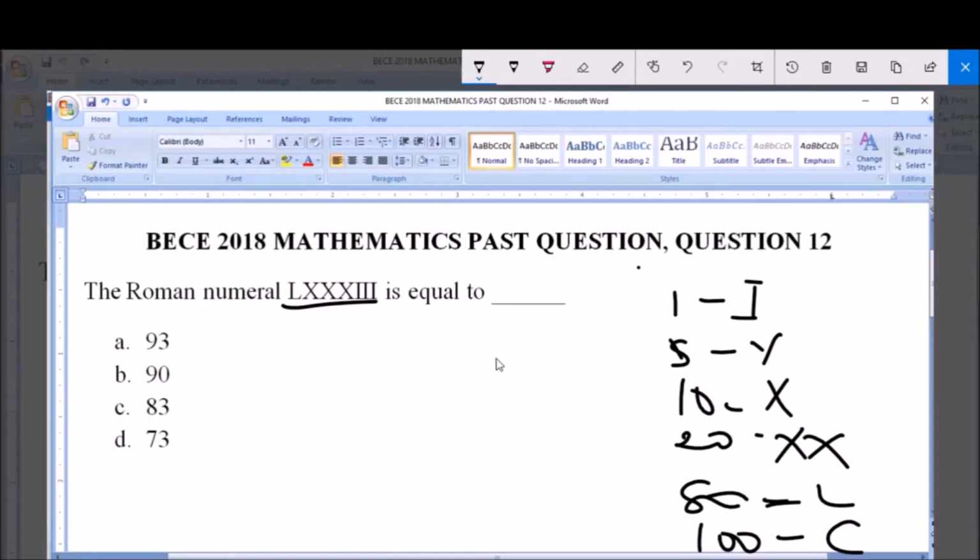Now we are given the Roman numeral L X X X I, and we are asked to find its equivalent in numbers. Now for us to do this, we'll simply break this down. Now the first we have here is the L. Then we have the XXX, that is 3 tens, so we have the 1, 2, 3. And then we have the I.